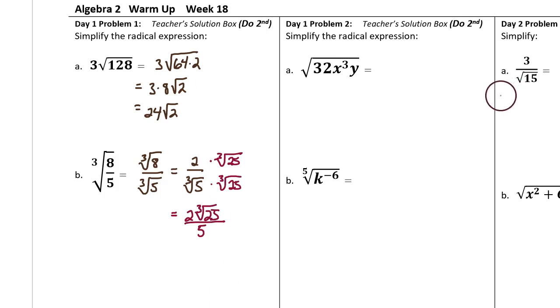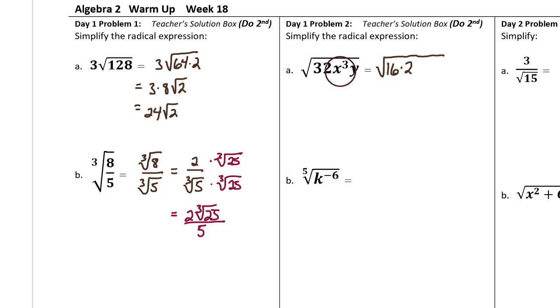Day 1, problem 2, simplify the radical expression. So this is a lot like question A on the previous problem. The square root of 32 is not going to work out nice. So let's do some rewriting and think of 32 as 16 times 2.